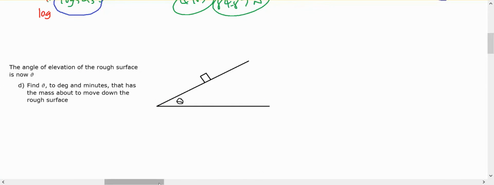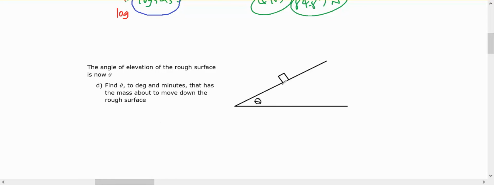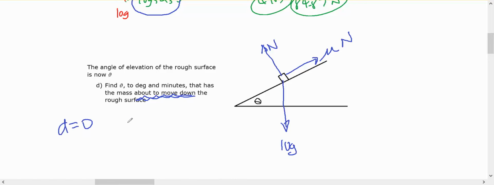Part D then talks about, okay, here is our 10 kilogram mass, 10G, that's going to be N, and that's going to be my mu times N. Now, it needs to be about to move down the surface. It's about to move down the surface. If it's about to move, it hasn't yet started moving. So acceleration is 0, which means resultant force is 0.